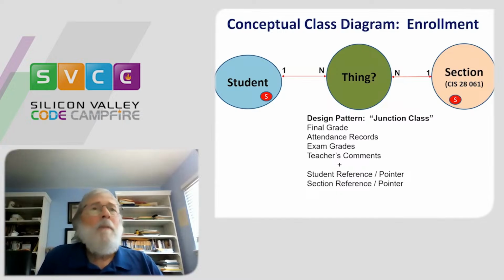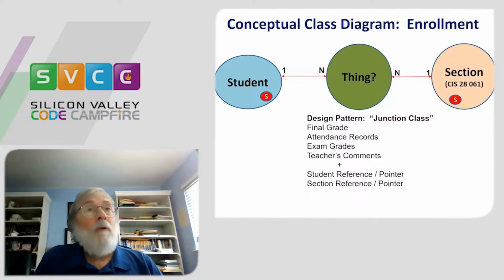So you create in the middle between student and section, you create a thing. And that thing, a student collects n of them, and a section collects n of them. And that thing contains the final grade, the attendance records, all of the information that was at that junction between student and section, and it contains a pointer back, being a 1 to n, being an n to 1 relationship with student and section. It contains pointers to both of them.